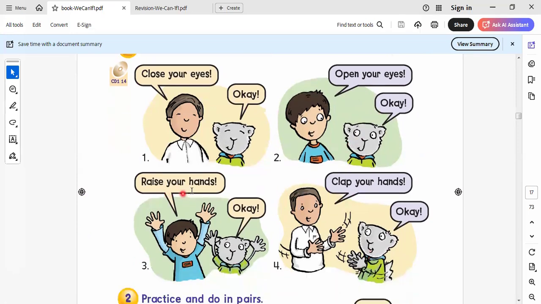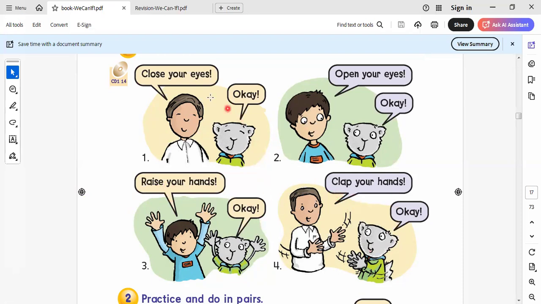Let's go to another one. Raise your hand. If you answer in the classroom and the teacher can't hear your voice, we can say raise your voice. Raise your voice means make your voice higher. When we answer, we must raise our hand before answering the question. This is the meaning of raise your hand.